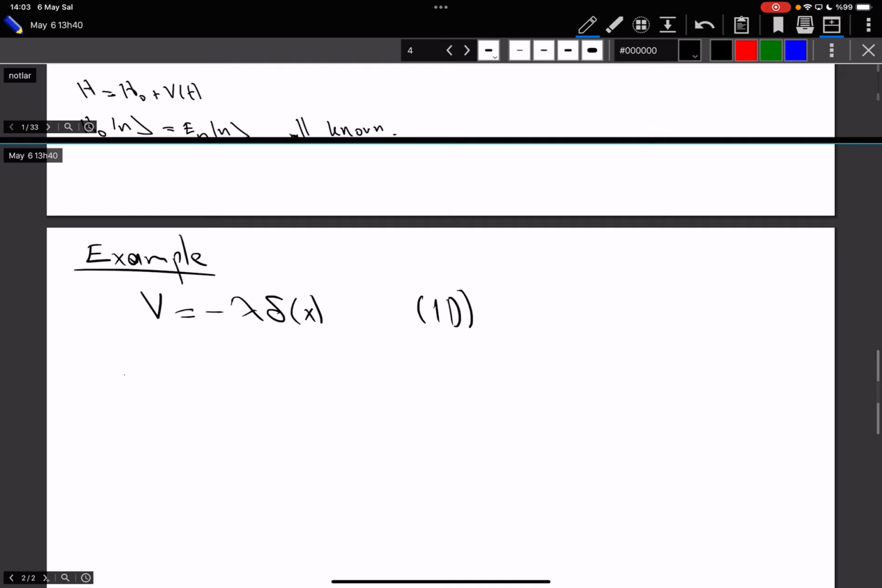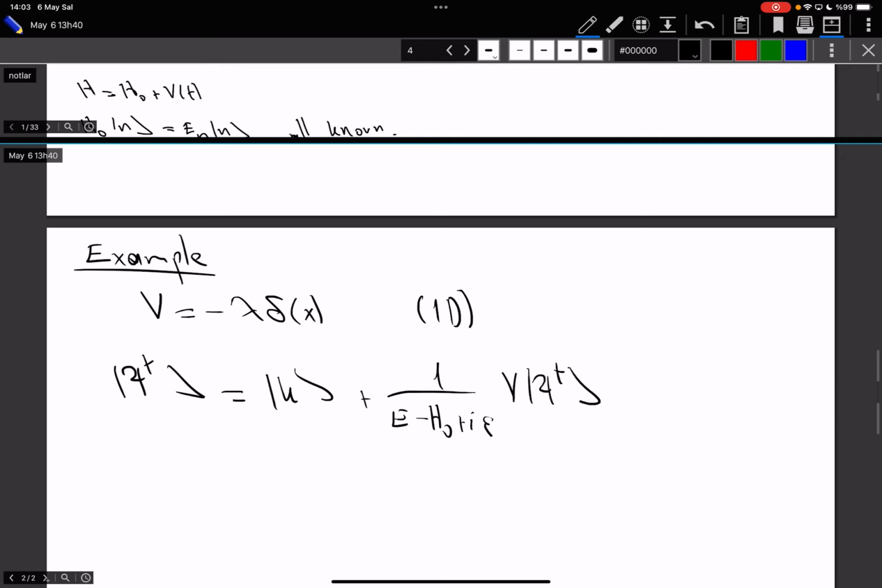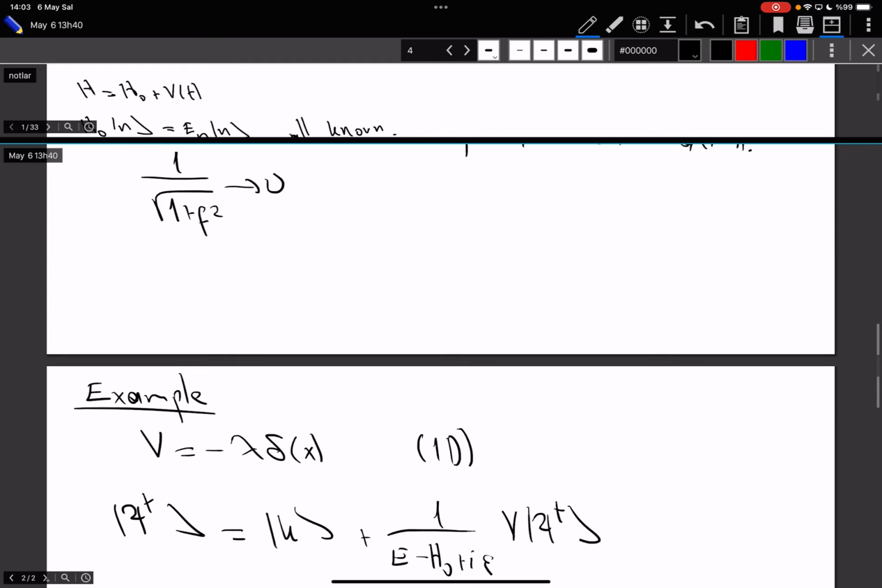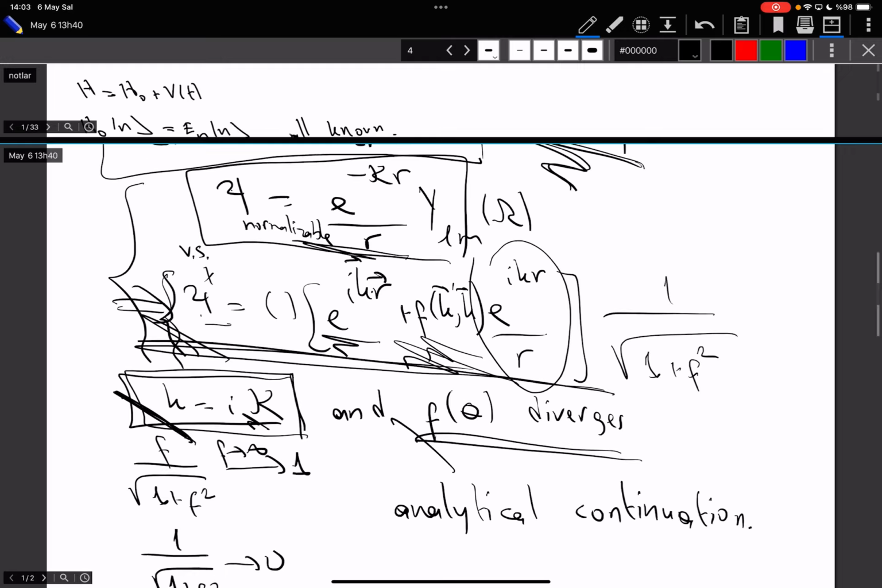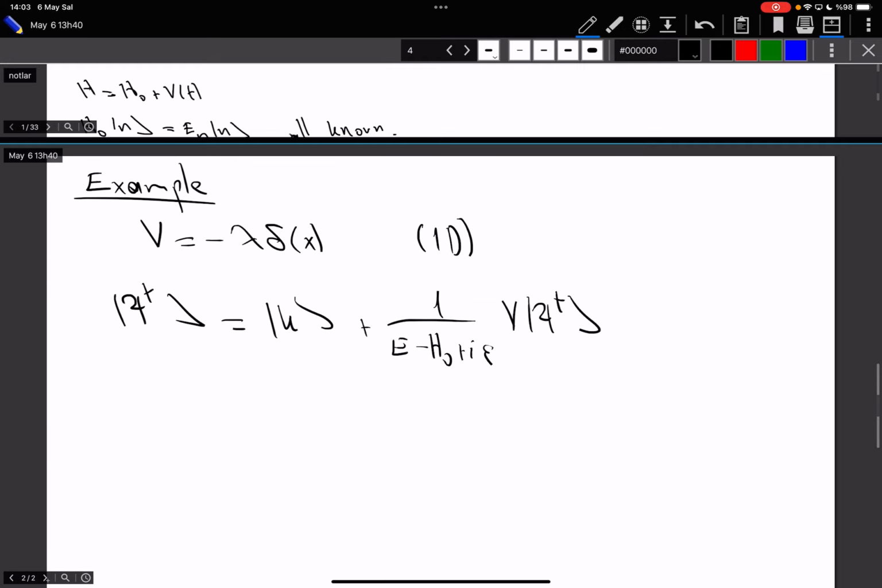Now, psi plus satisfies this equation. This is the equation it satisfies. Now, this solution, this e to power ikr over r, this spherical wave solution, is valid in 3 dimensions. In 1 dimension, it will look different. So I would first convert it to an integral equation for the wave function.